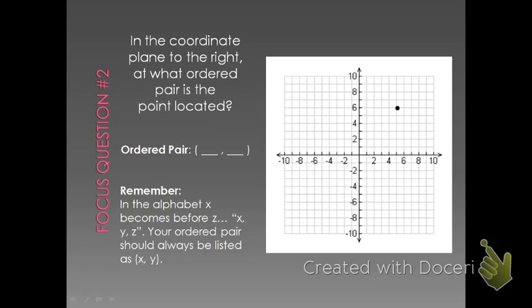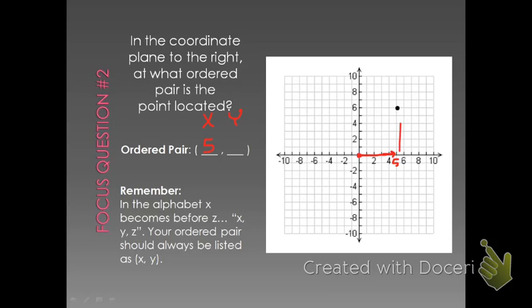In the coordinate plane to the right, at what ordered pair is this point located? Remember that an ordered pair is first your x value and then your y value. So what you'll do is start at the origin and count over on your x coordinate. How far over is that? Well, since the point falls directly between 4 and 6, the obvious number would be 5. 5 is between 4 and 6, so the x coordinate is 5.